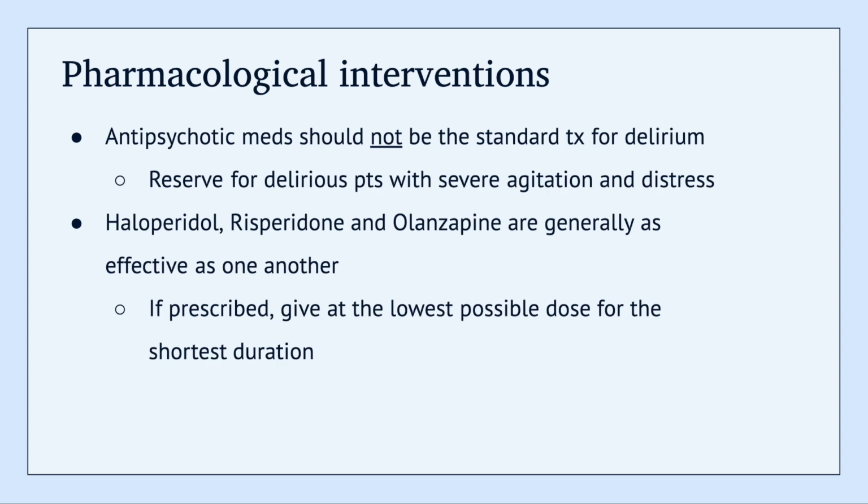Now, in regards to pharmacologic interventions, you do not want to make antipsychotic medications the standard treatment for delirium. You want to reserve these medications for patients who are aggressive or are in extreme distress. When you do decide that these medications are necessary, then you could use haloperidol, risperidone, or olanzapine. They're generally as effective as one another. But keep in mind, you want to give these medications at the lowest dose possible for the shortest duration.